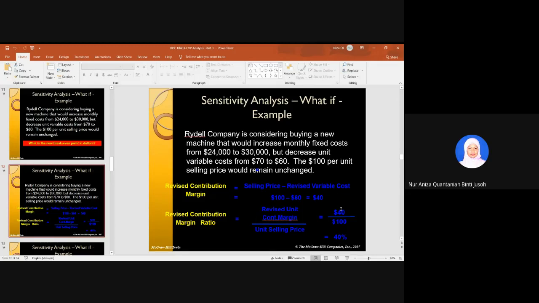Now, what will be the new contribution margin ratio? Because this is the new contribution margin, you will apply it to the calculation, and because the selling price does not change, 100, you can still use the information. And now, the new contribution margin ratio is 40%.